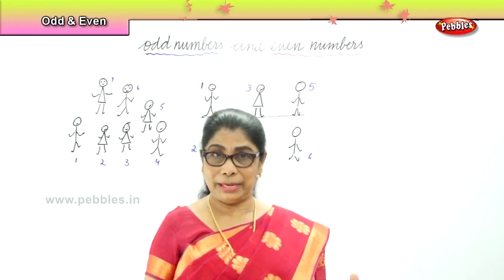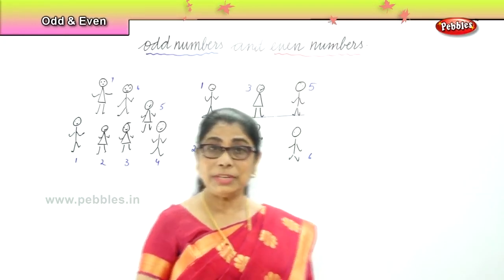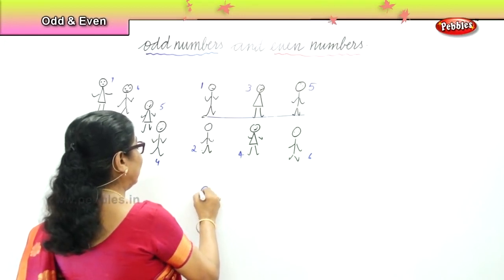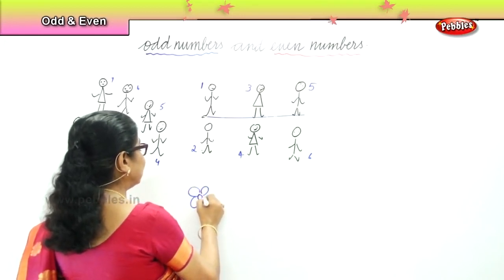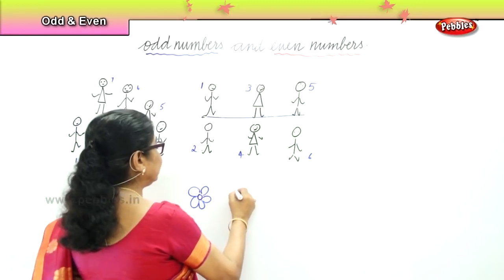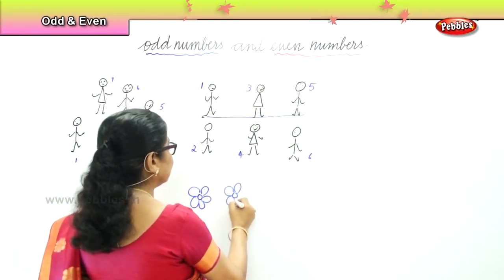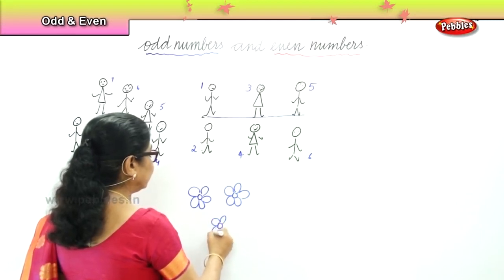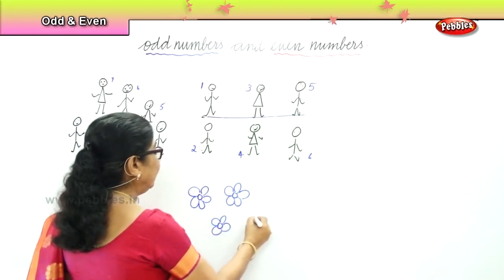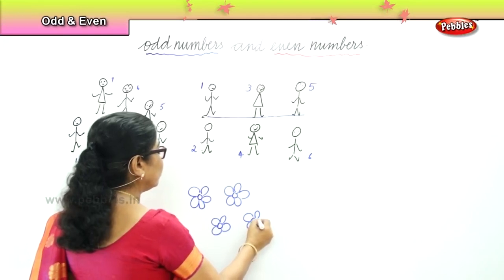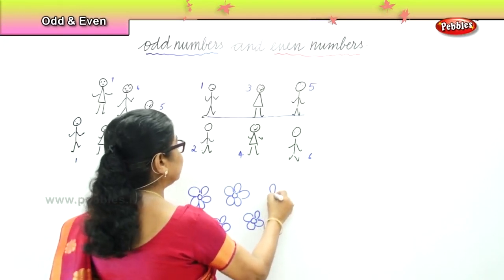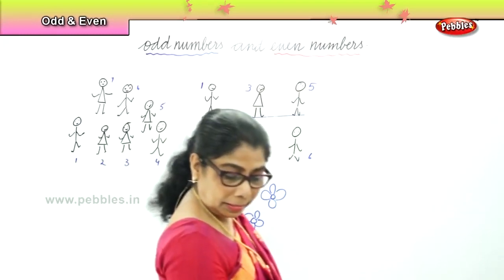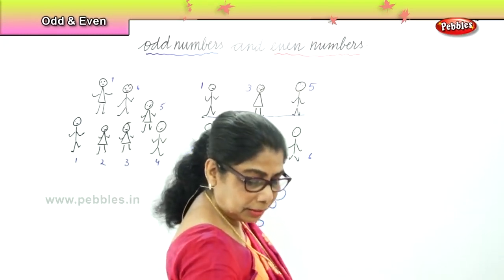Now, we are talking about games we play. Different kinds of games we play. Now, supposing you want to pick some flowers. Let's say, now, let's look at these flowers. One, two, three, four, five. There are five flowers here. Okay? There are five flowers here.